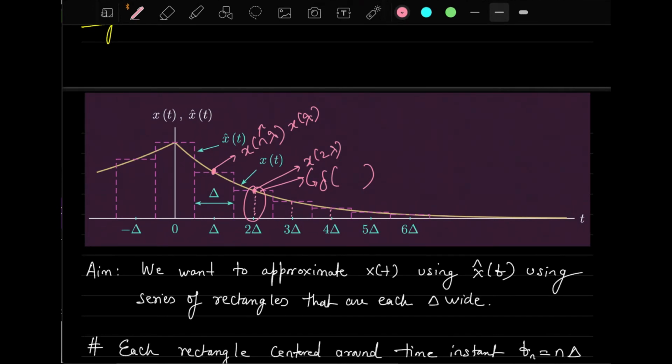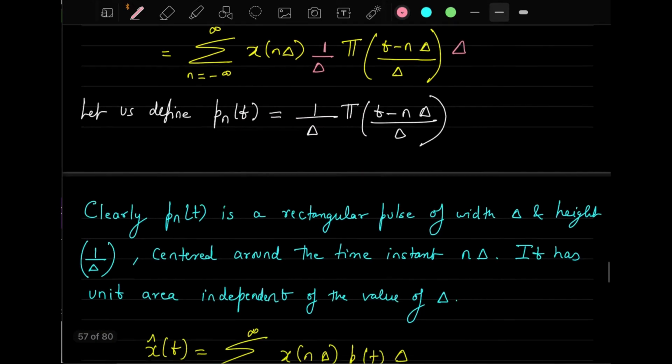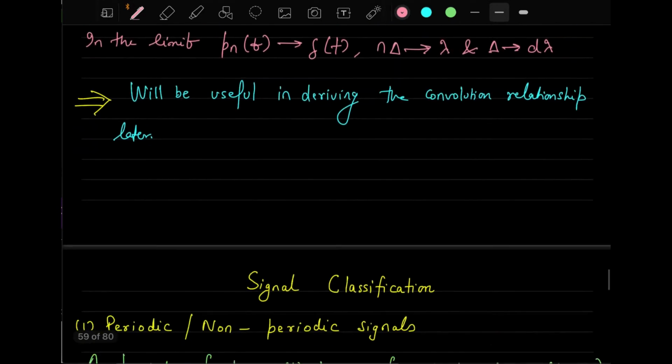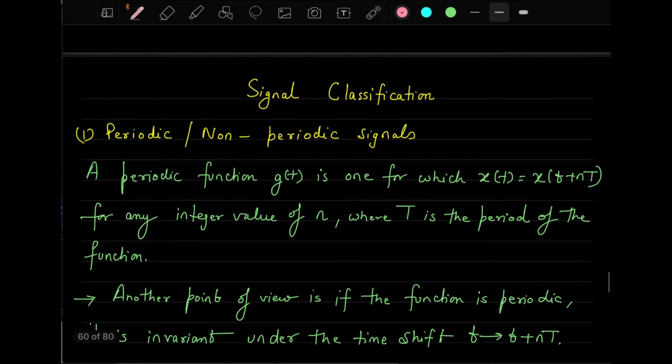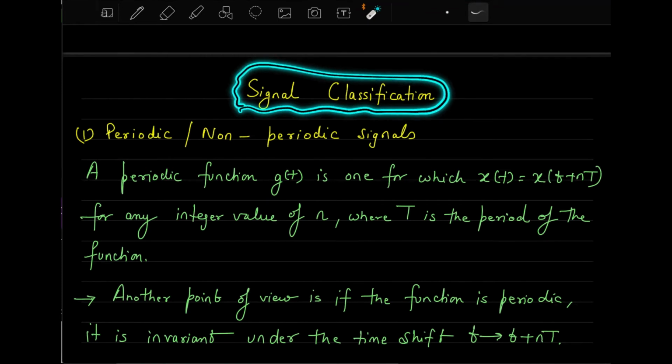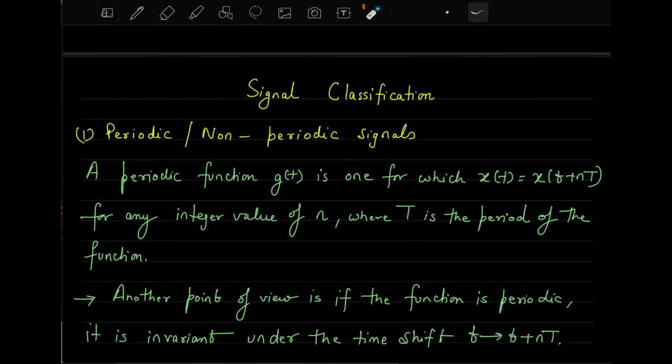Okay, so if there are no questions, then let's move to some other topics. Here we are doing signal classification now, and there are multiple ways of doing it. The first classification that we can do on signals is whether the signal is a periodic signal or a non-periodic signal. This I think you must know from your earlier run of this course, or maybe from school. So what are periodic functions?